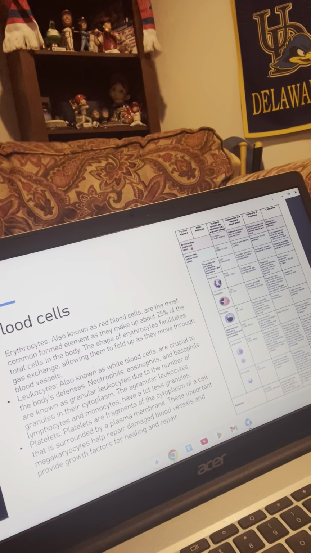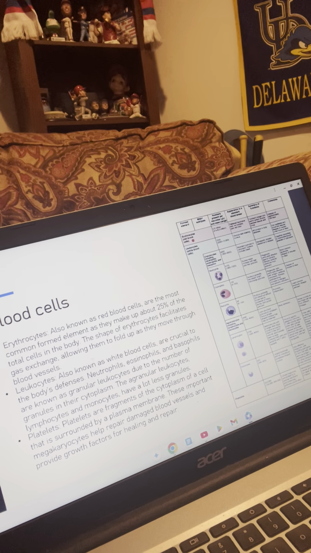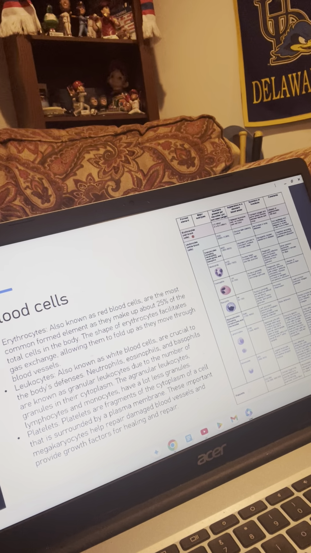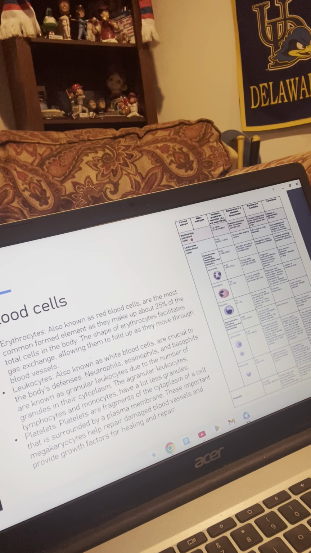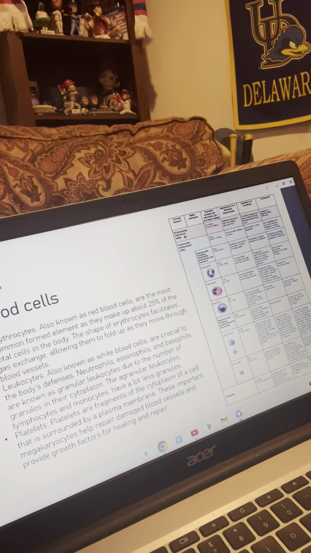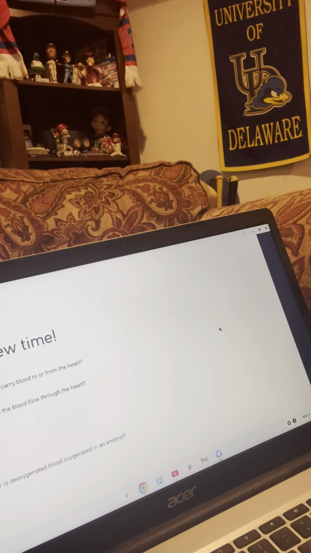It goes over the 3 different granular leukocytes, and why they're called that is because of the granules in their cytoplasm. Then the agranular leukocytes have less granules, but they still do have them. Platelets are fragments of the cytoplasm of a cell that is surrounded by a plasma membrane. And then it goes over their important function.